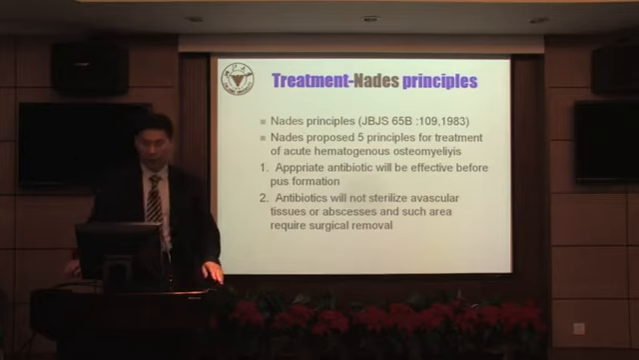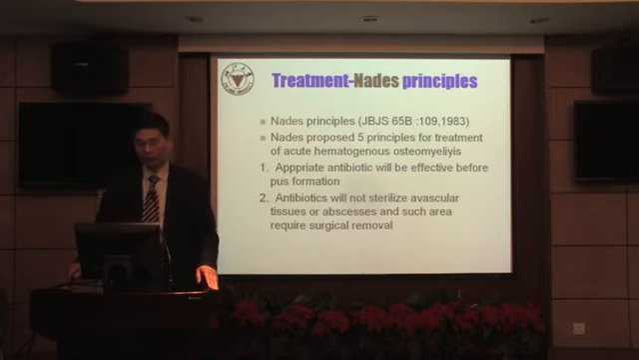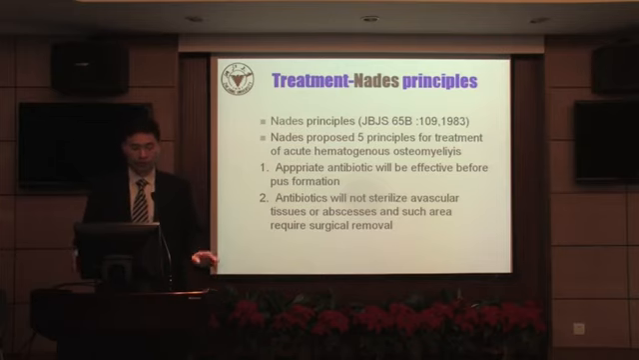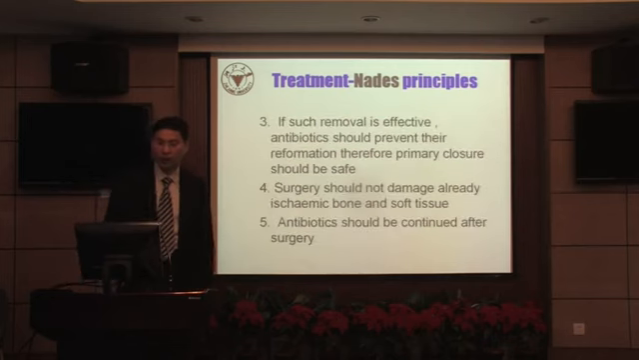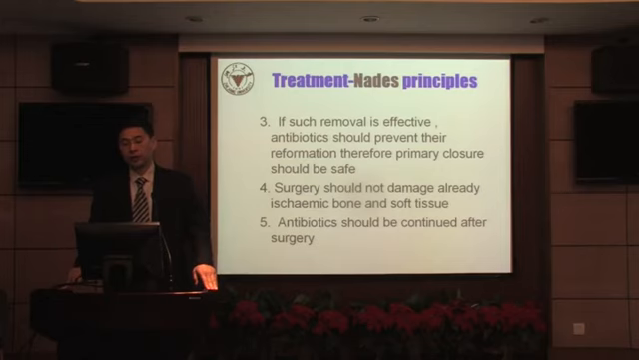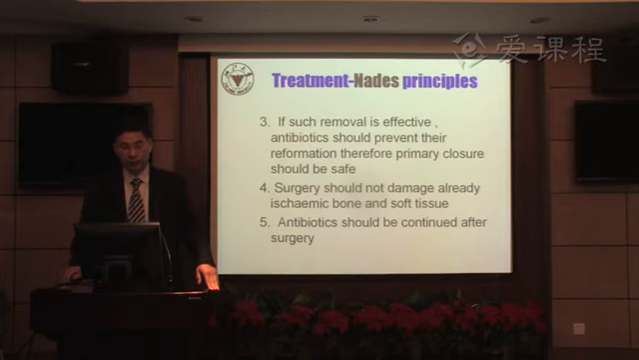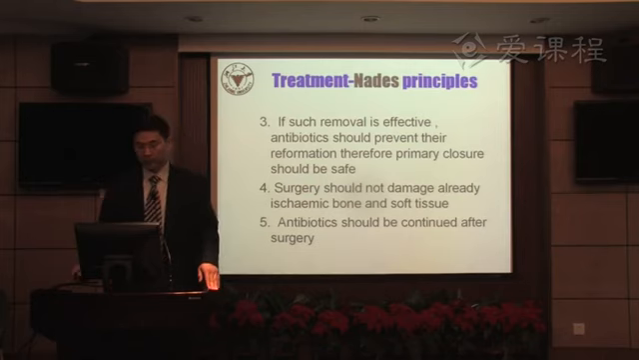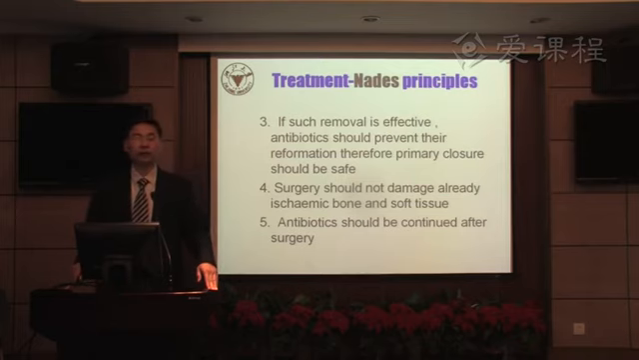The first one was appropriate antibiotics will be effective before pus formation. And the second rule is antibiotics will not sterilize avascular tissues or abscesses, and such areas require surgical removal. The third principle was if such removal is effective, antibiotics should prevent their reformation. Therefore, a primary closure should be safe. And the fourth rule was the surgery should not damage already ischemic bone and soft tissue. And the fifth principle was antibiotics should be continued after surgery.